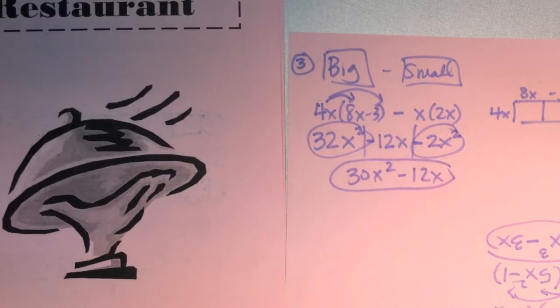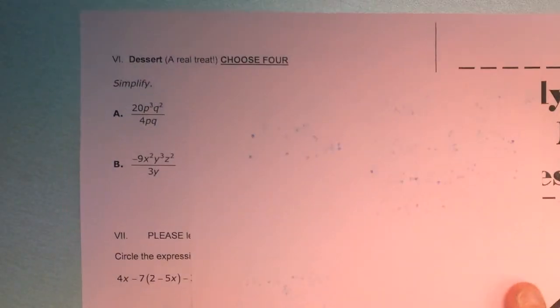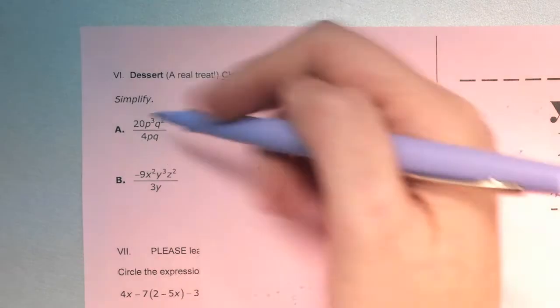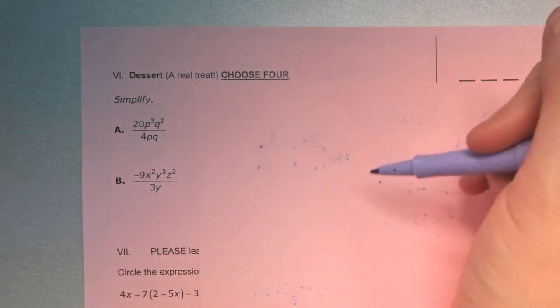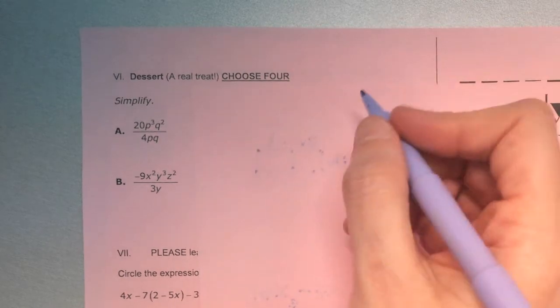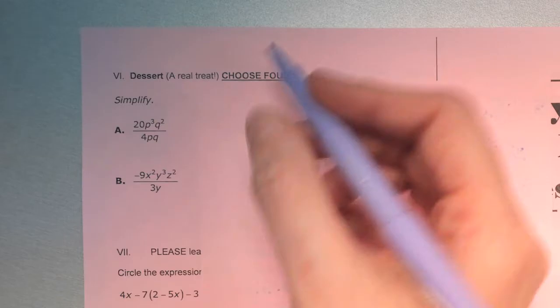What do you guys think? Feeling okay? All right. Let's look back here at the simplifying. So what is our strategy for division? Expand, cancel, compress. So I want you guys to expand this one.